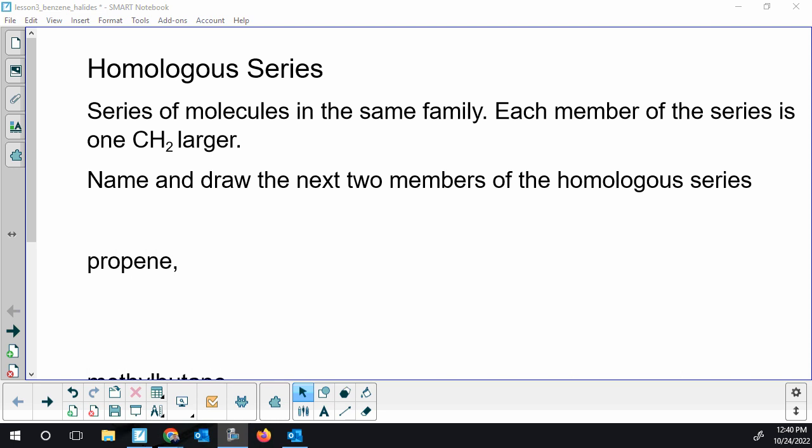So maybe you want to study melting points of something. Okay? You'd probably pick a homologous series to change in your lab and see how the melting point changes within a homologous series. So what are they? Okay. A homologous series is a bunch of molecules in the same family, and the difference is just the carbon count. Each consecutive member has an extra carbon.